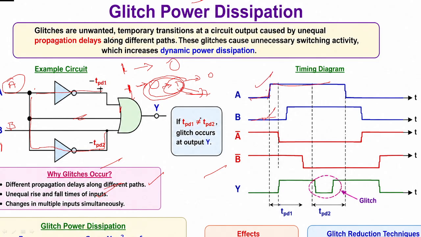You can see this because the delays are different. That's the reason the time required to travel the distance is also different. So due to this you may get the glitches, unwanted power dissipation. That is also called dynamic power dissipation.